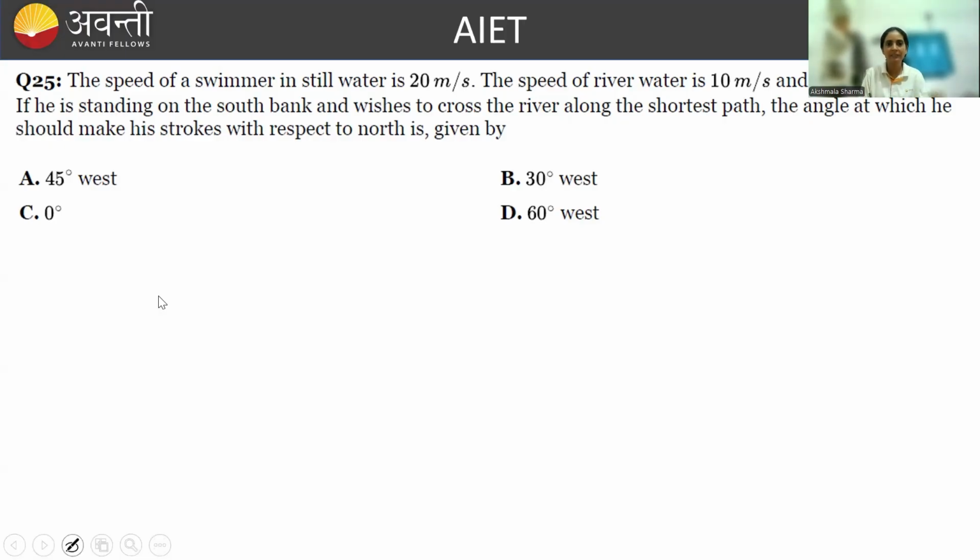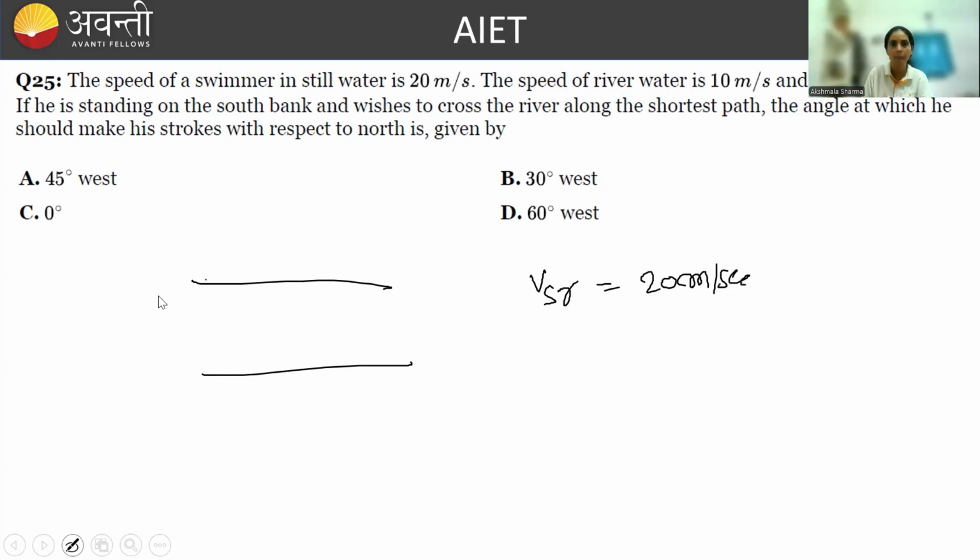The speed of the swimmer in still water is 20 meter per second. So the speed of the swimmer with respect to the river is how much? This is 20 meter per second. The speed of river water, that is the speed of the river with respect to ground, is 10 meter per second, and it's flowing due east. So the river water is flowing due what? It is flowing due east.